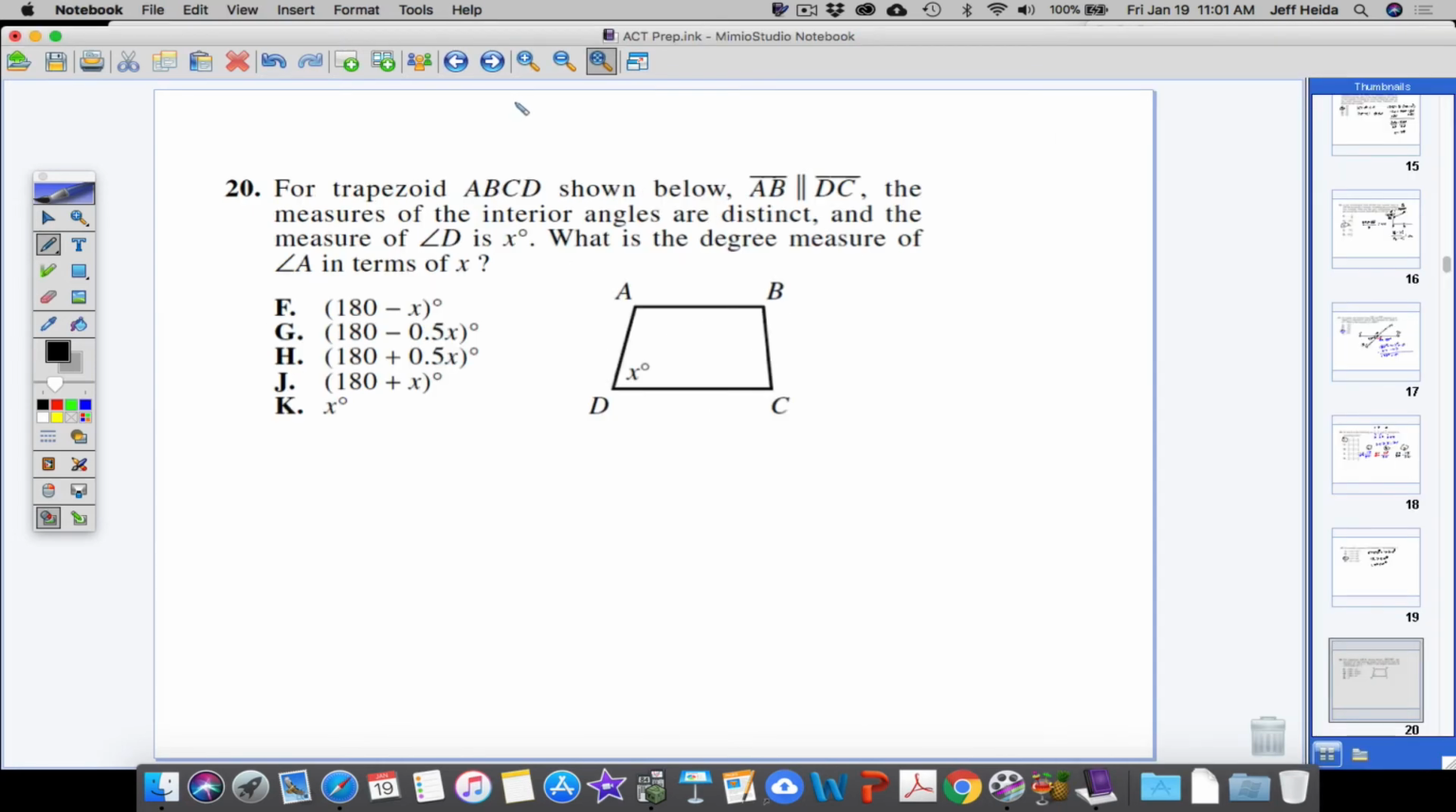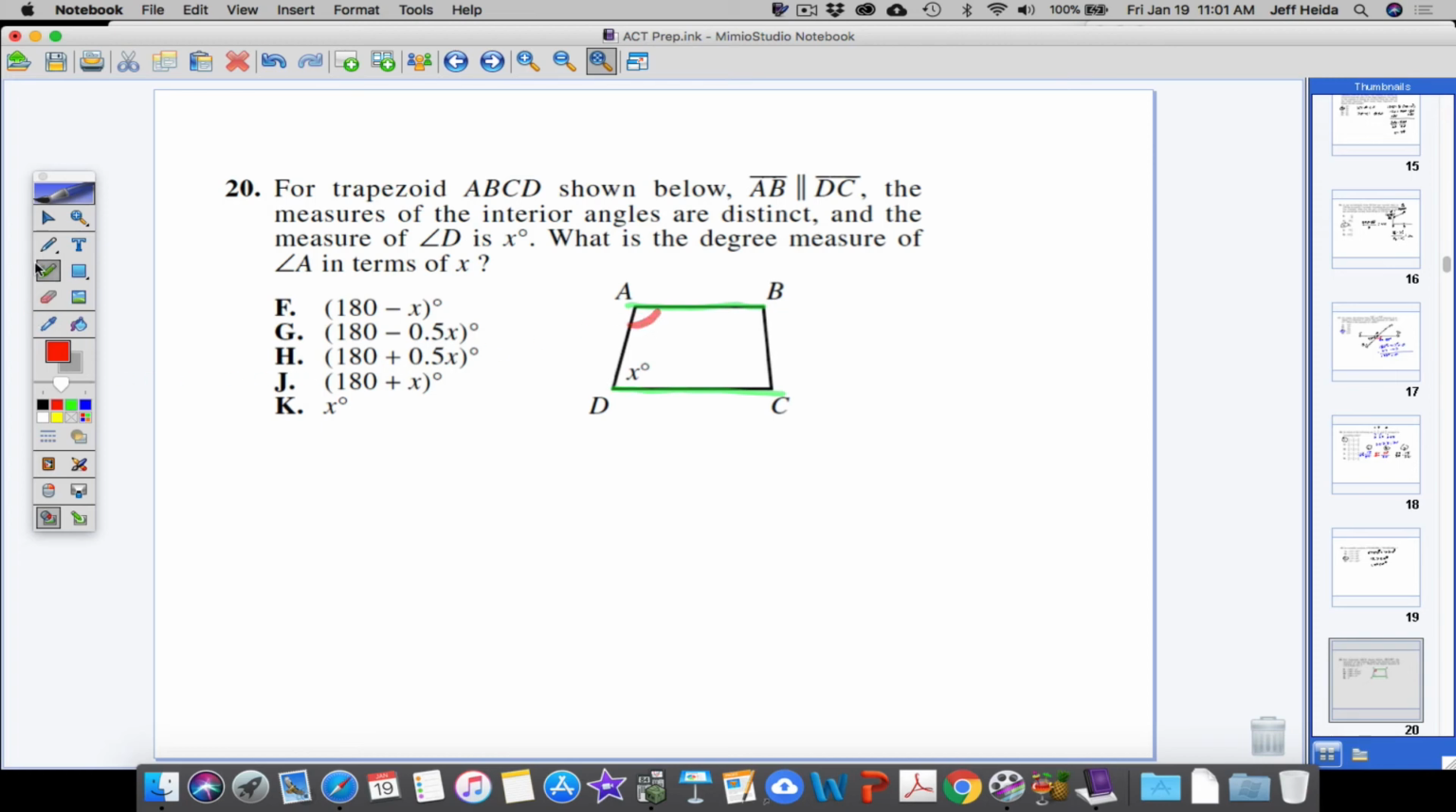Problem number 20, and this is the last one for this section. For trapezoid ABCD, shown below, AB is parallel to DC. Let me highlight those two. These two lines are parallel. And you have the interior angle D labeled as X degrees. The question is, what is angle A in terms of X? So this angle right here.